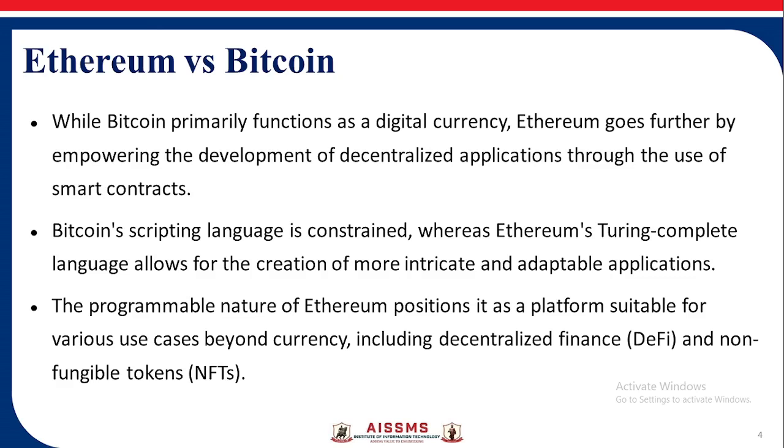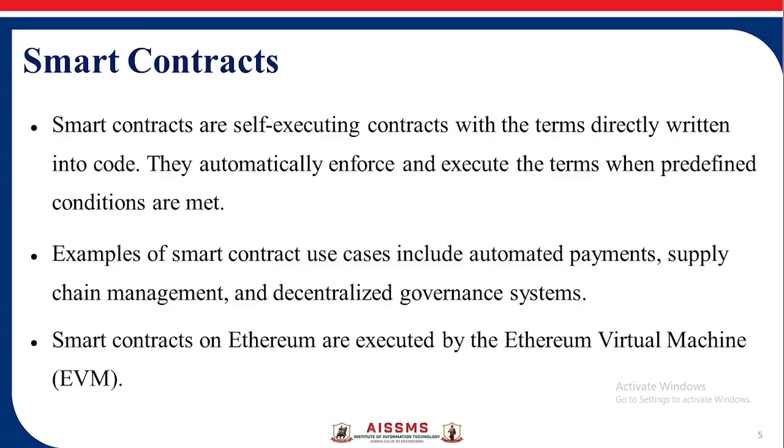Ethereum versus Bitcoin. While Bitcoin primarily functions as a digital currency, Ethereum goes further by empowering the development of decentralized applications through the use of smart contracts. Bitcoin's scripting language is constrained, whereas Ethereum's Turing-complete language allows for the creation of more intricate and adaptable applications. The programmable nature of Ethereum positions it as a platform suitable for various use cases beyond currency, including decentralized finance and non-fungible tokens.